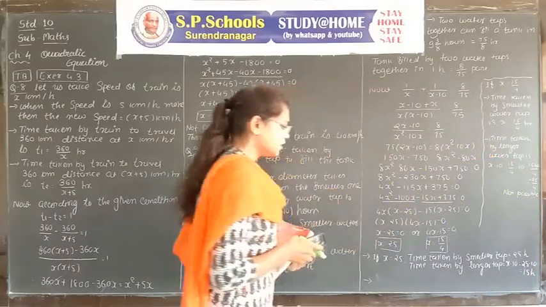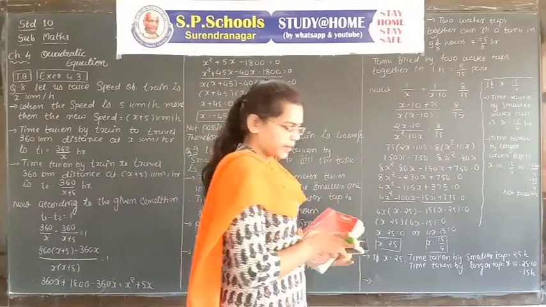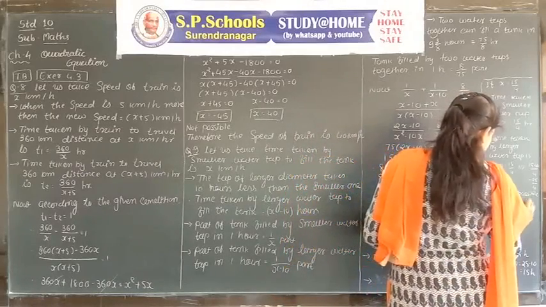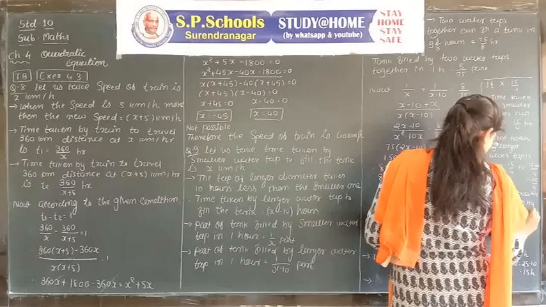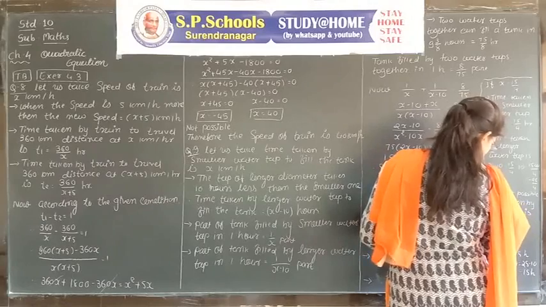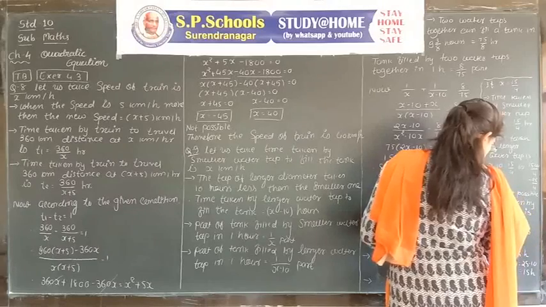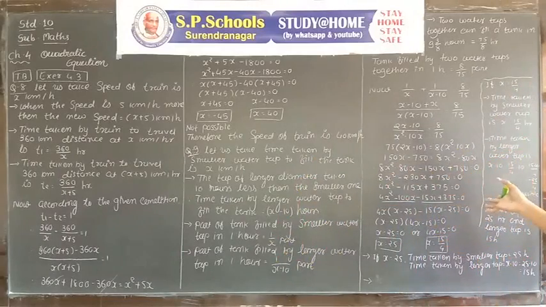Here our final answer is, the question says find the time in which each tap can separately fill the tank. Therefore, the time taken by the smaller tap is 25 hours and the larger tap is 15 hours. Hence the two sums are completed. Question number 8 and question number 9 are both very important. Try to solve this one yourself. Let's see the next one.